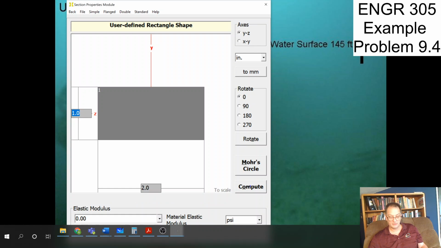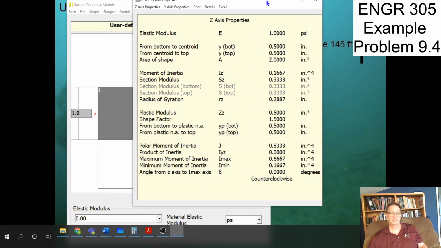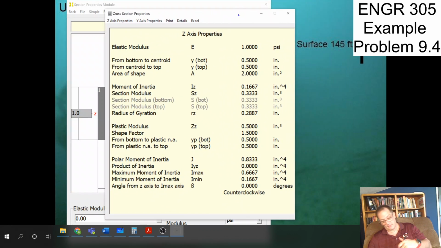I'm going to compute, and another window popped up on my other screen. The reason for that is because my other screen is the primary. And so now you're seeing all kinds of information. What it kicked out, and I can't draw on it, but maybe you can see where I'm pointing to, is an I max and an I min.